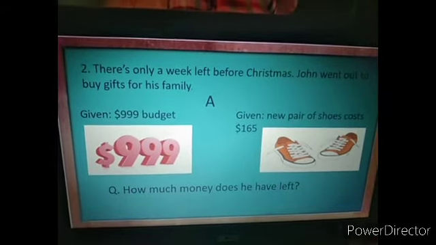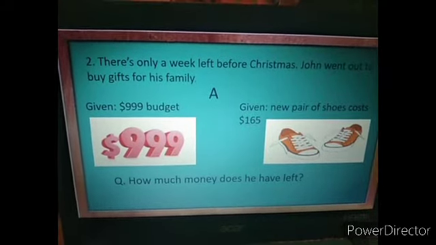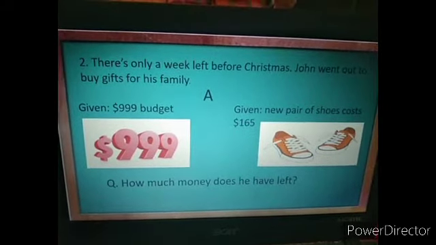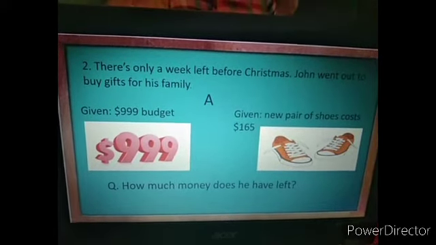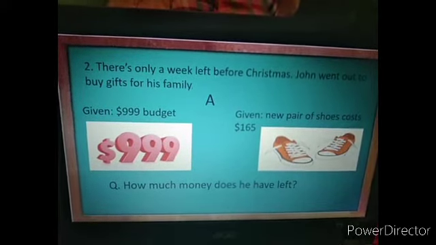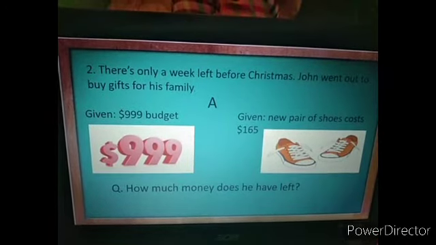Okay, so let's proceed into subtraction. Number 2. There's only a week left before Christmas. John went out to buy gifts for his family. Another A to E. We should solve it one by one, okay? So, let's proceed to letter A.